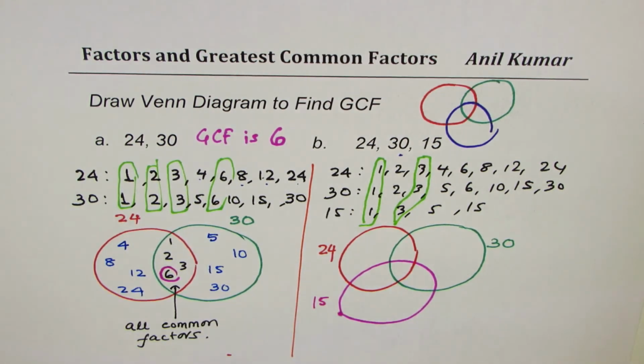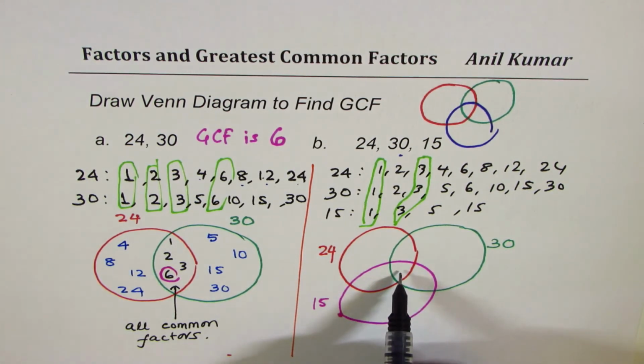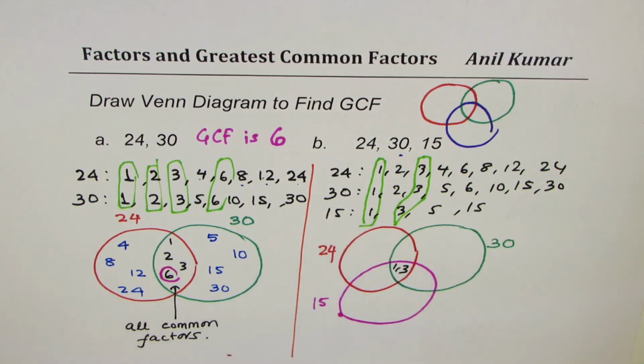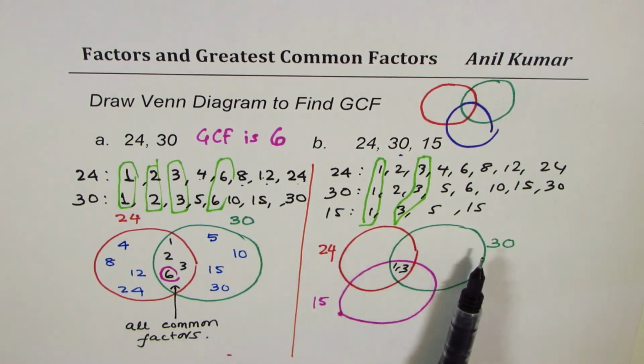So begin with the common factors. Where will the common factors go? So this block here is common to all three, correct? All three. So the only numbers which come here are 1 and 3. Perfect. These are 2.